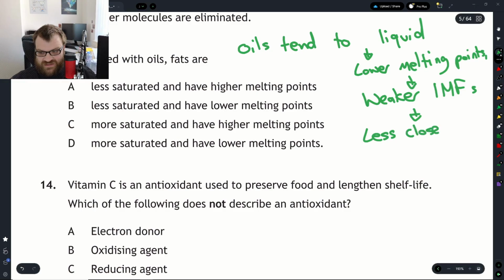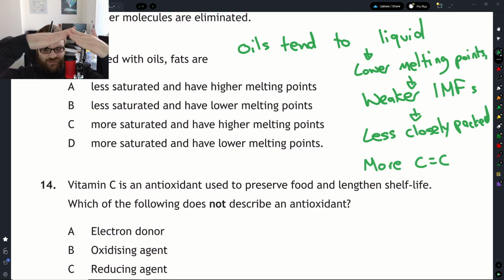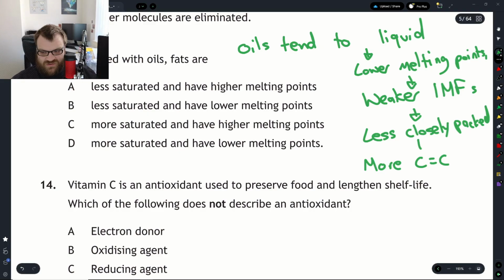Less closely packed. Now, the jump we need to do here is we need to link that to how many carbon-to-carbon double bonds. If you have more carbon-to-carbon double bonds, that forms little kinks in the chains, which means they are no longer able to fit as closely together. This is to do with unsaturation, so it's more unsaturated, which means it's going to be less saturated. So we're looking for less saturated and lower melting points.